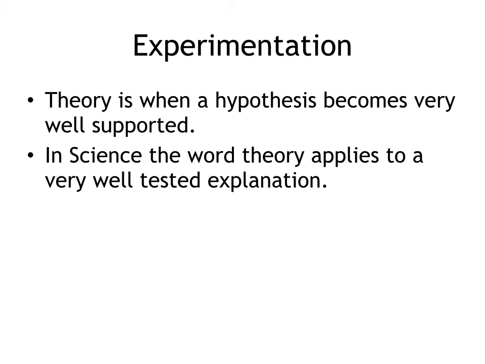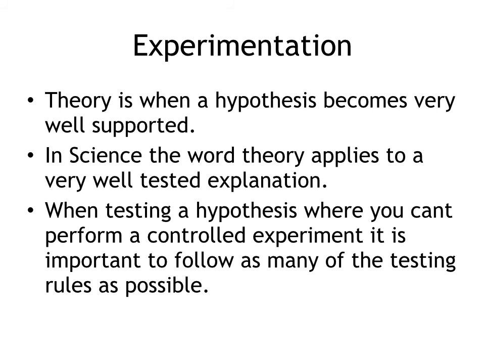All right? People constantly think that a theory is less than a law. There's no law of evolution. You can't have an explanation that happens the same every time because evolution occurred differently. Gravity is a law, but the law of gravity does not explain why it's happening. So when testing a hypothesis where you can't perform a controlled experiment, it's important to still follow as many of the rules as possible. All right, so you're going to want to still cover those.